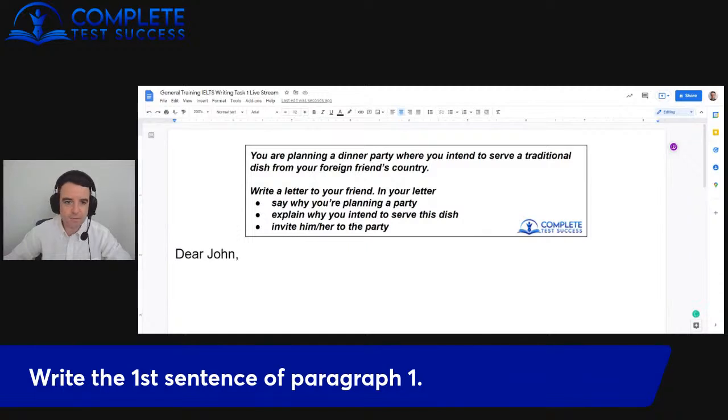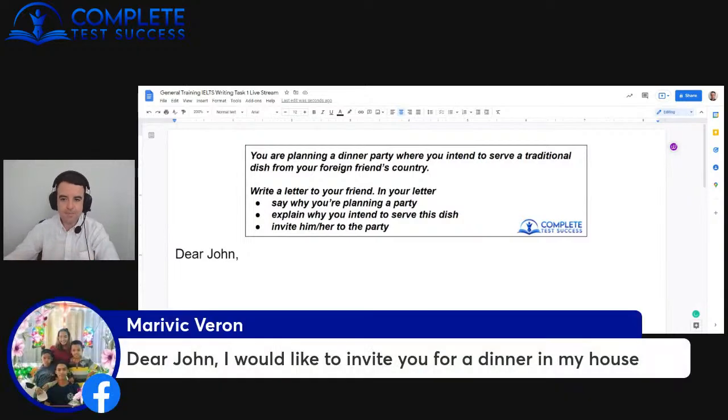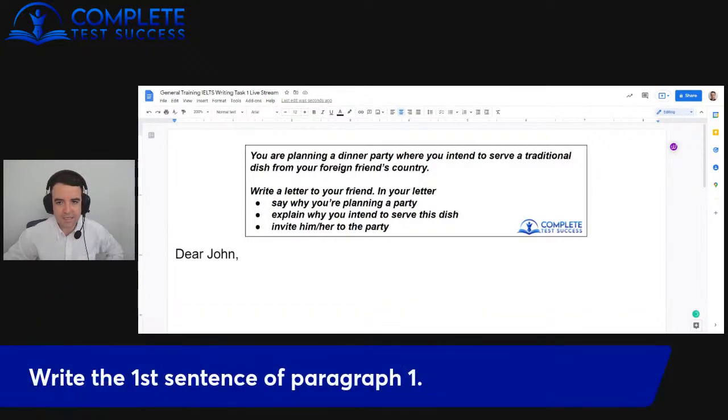So the first sentence for paragraph 1 will be based on the prompt, say why you're planning a party. Now, if you look at the last prompt, it says invite him or her to the party. So I would avoid inviting him or her to the party until the third paragraph, because if you do it in the beginning, so for example, Marvik said, I would like to invite you for a dinner in my house. If you say that at the start of your letter, then you're going to be repeating yourself in paragraph 3. So I wouldn't say it yet.